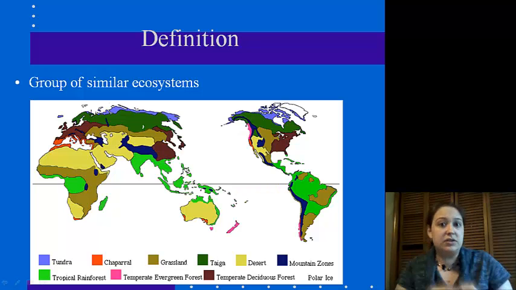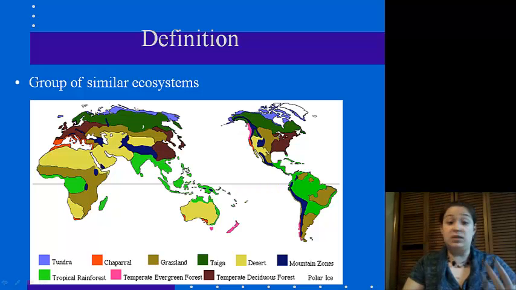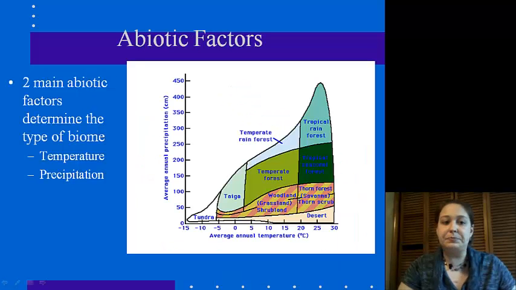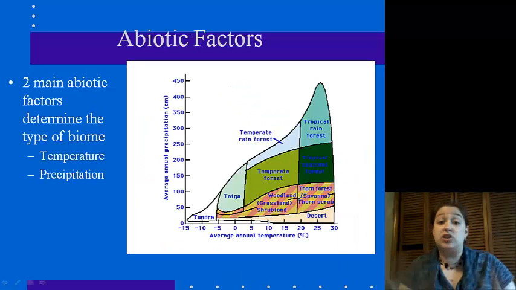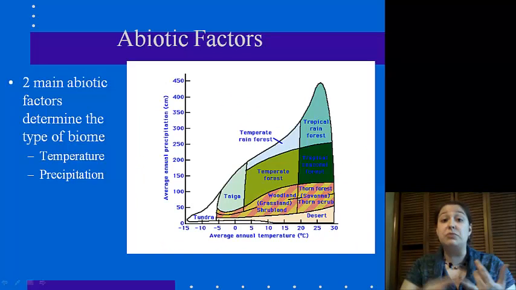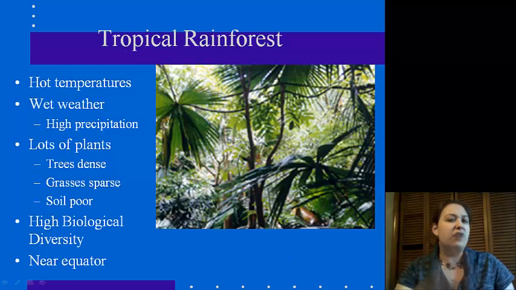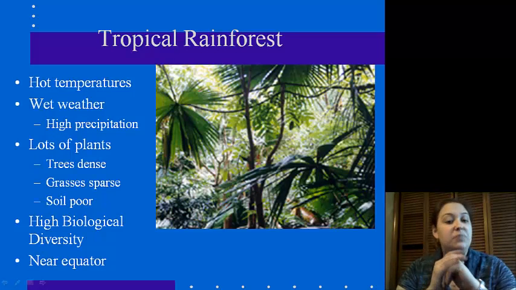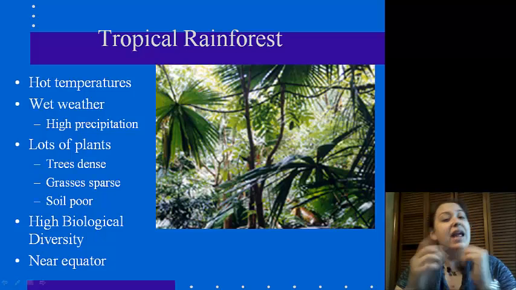So deserts can be found in the United States, can be found in Africa, but they all have a similar climate. The abiotic factors that determine biomes, again, are going to be temperature and precipitation. The tropical rainforest has hot temperatures, wet weather, usually high precipitation, lots of plants with dense trees, but very little grass, and poor soil. They have high biological diversity, and they're near the equator.